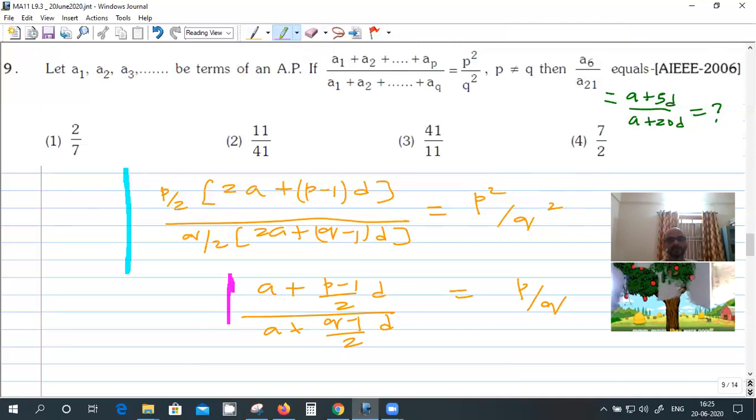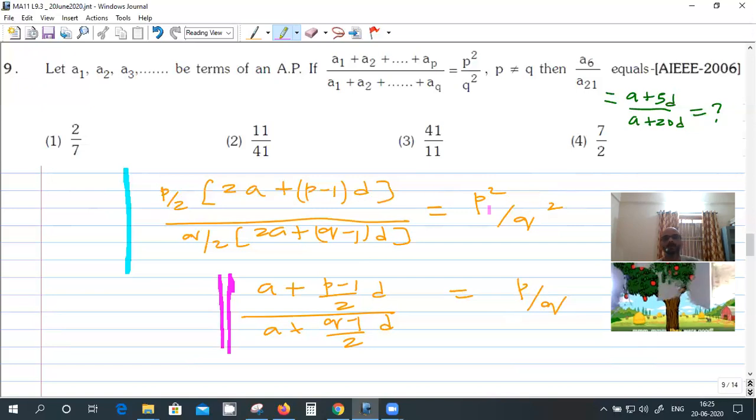So from this step you will get this one. Is it clear? Yes or no? Hello. You can hear me? Yes, sir, my audio was low. So is this clear? The second step.